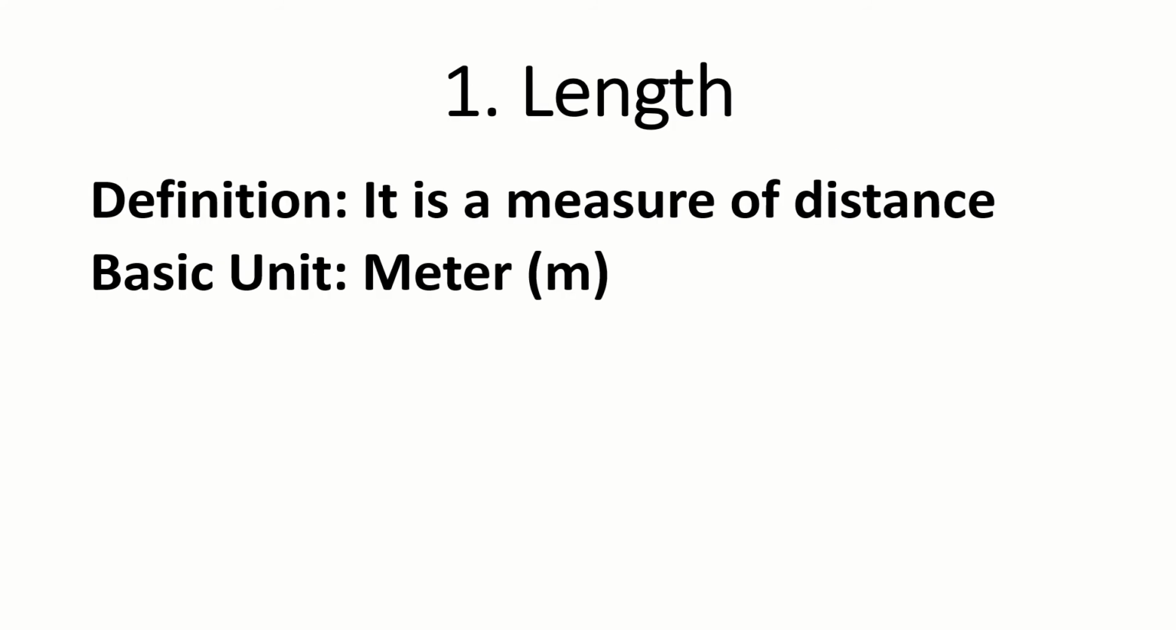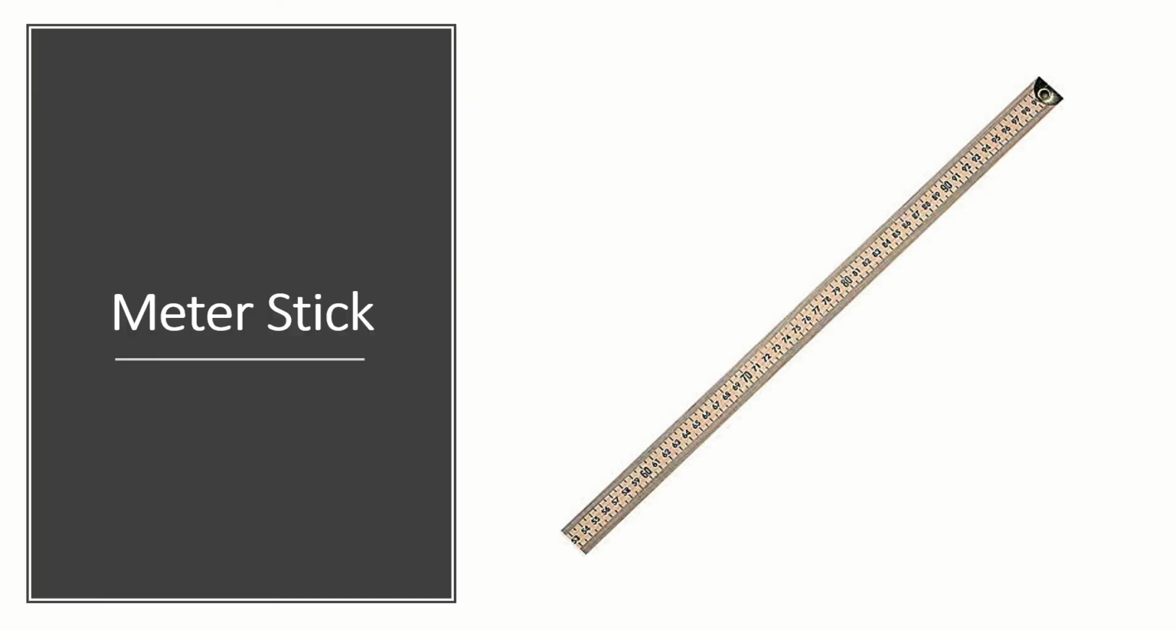So for length, just a recall, when we talk about length, we're measuring the distance. The basic unit again is meter. So we use a meter stick. Okay, so probably 1 meter stick is a meter. And we have ruler. It's a smaller version of a meter stick. You have inches and cm on different sides. Later, we will be discussing inches and cm.